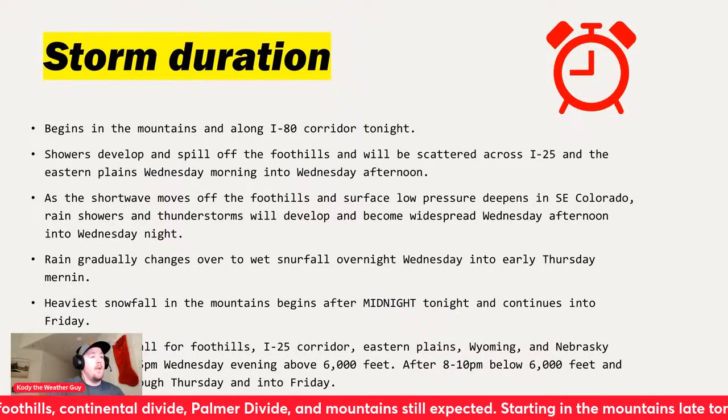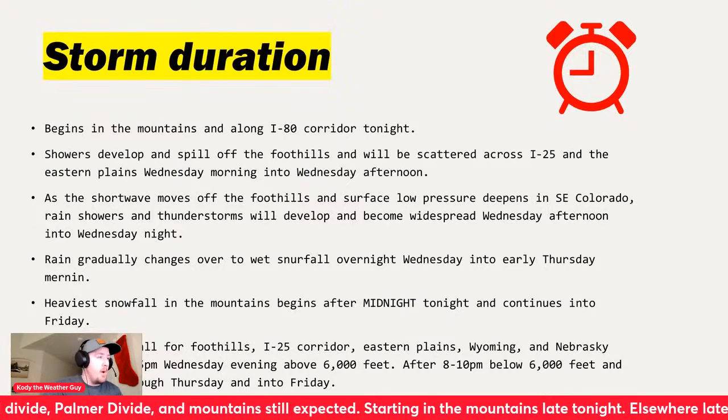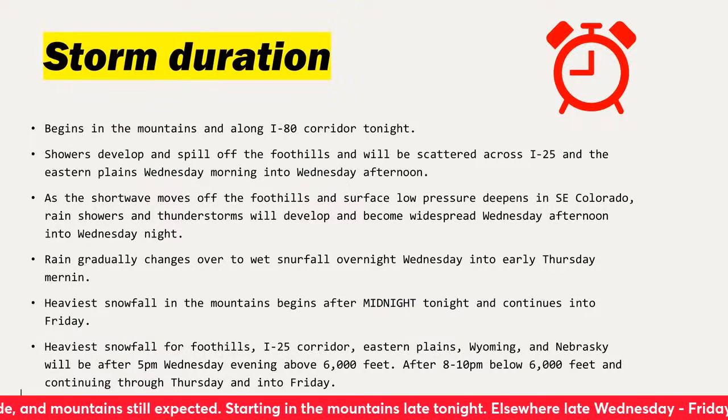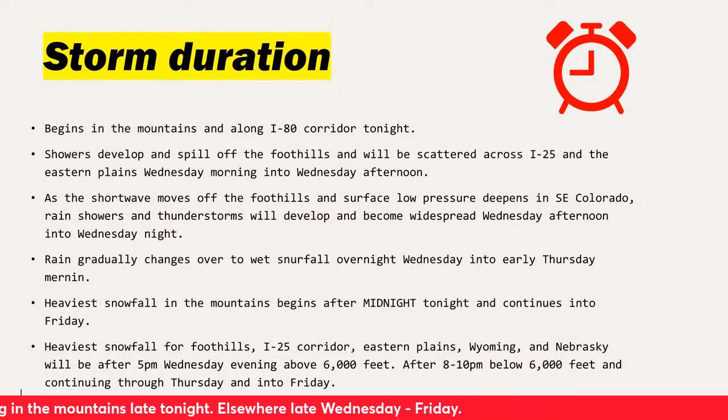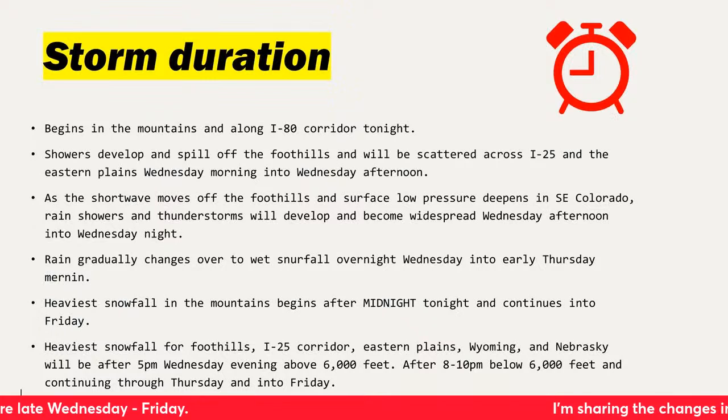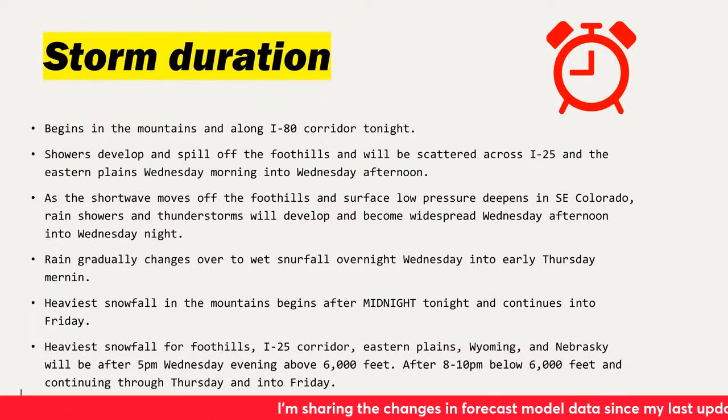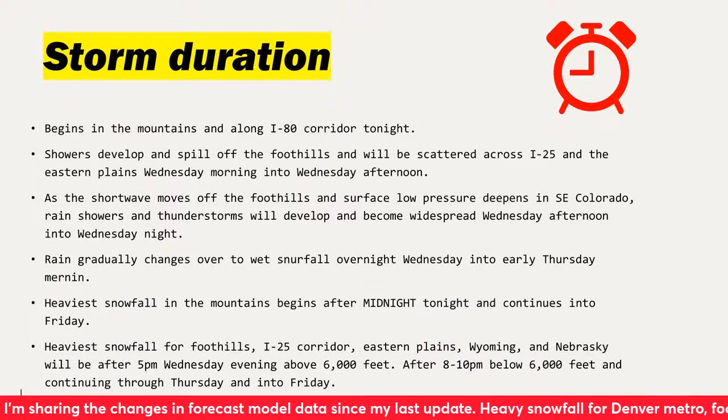So homework, if you don't know your elevation, Google is free, okay? Again, I'll reiterate, heaviest snowfall for the foothills, the I-25 corridor, the Eastern Plains, Wyoming, the Nebraska Panhandle will be after 5 o'clock Wednesday if you're above 6,000 feet, and after 8 to 10 o'clock tomorrow night if you're below 6,000 feet, okay? And this is going to continue through the day on Thursday and into the day on Friday.